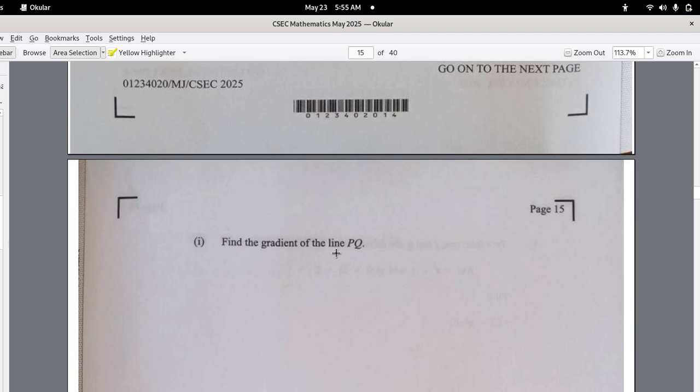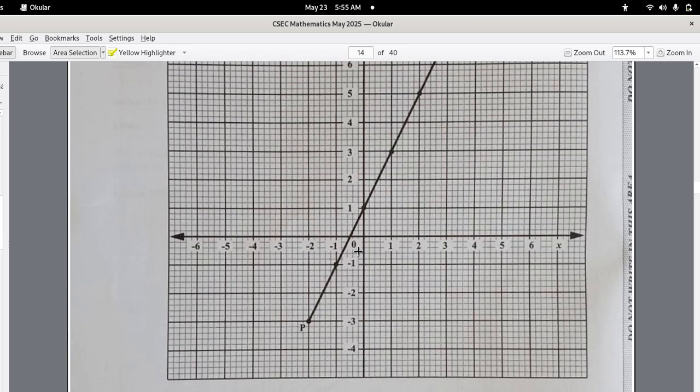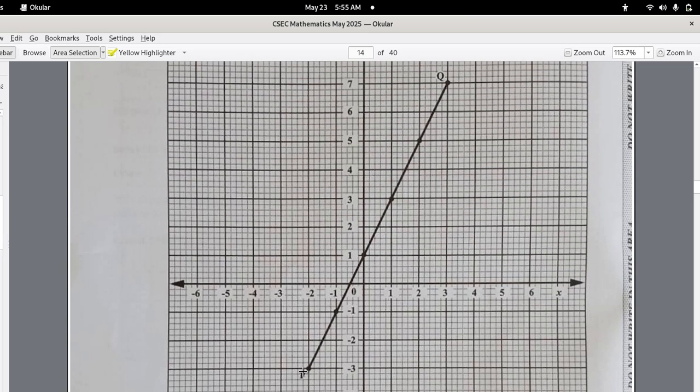So here now, find the gradient of the line PQ. Alright, you could do it in different ways. Remember here, you could use rise over run. If you form a triangle, how much does it rise? It would rise 1, 2, 3, 4, 5, 6, 7, 8, 9, 10. And it would run 1, 2, 3, 4, 5. Well, the gradient would be 2. Right? You could even measure it from another place. This little triangle here, it rises 2 and it runs 1.